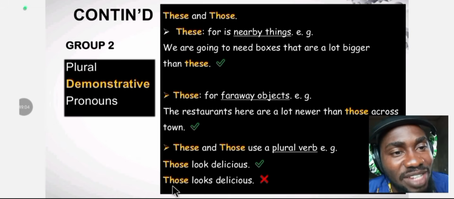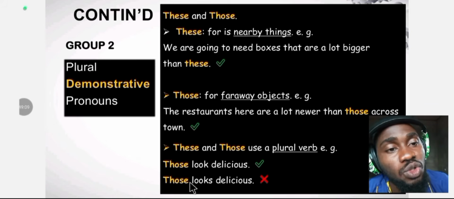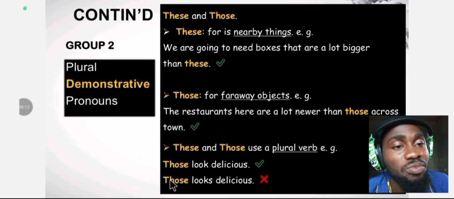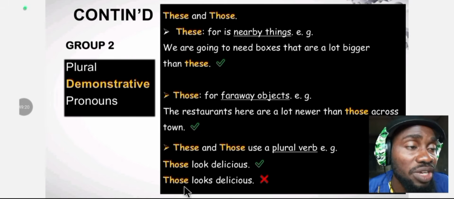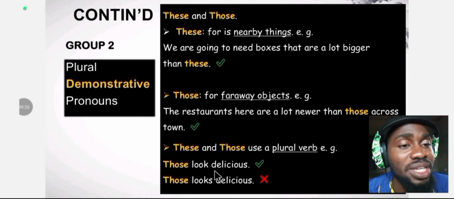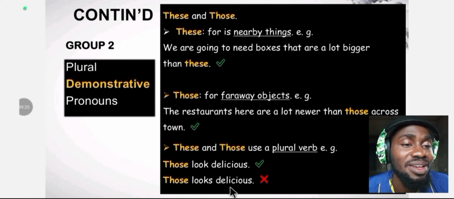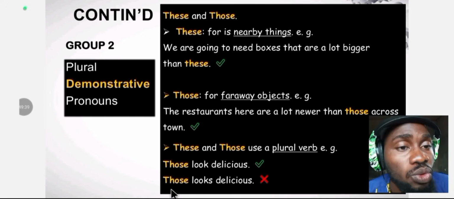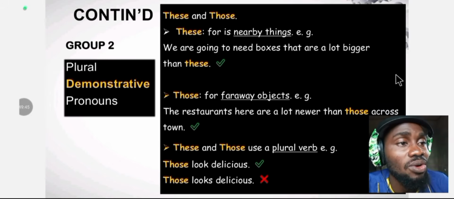Looking at the next example, we have "Those looks delicious." Those is a plural demonstrative pronoun acting as a subject here. Remember the law of grammatical concord: a plural subject should go with a plural verb, a singular subject with a singular verb. Here the verb is looks. Is looks a plural or singular verb? Looks is a singular verb, making this wrong. We have a plural subject and a singular verb, so it does not obey the law of grammatical concord.